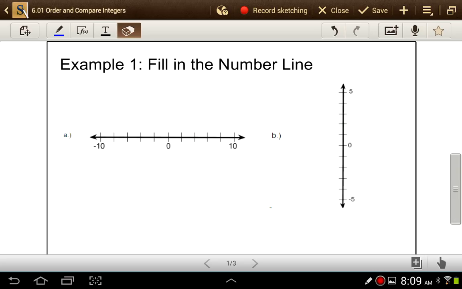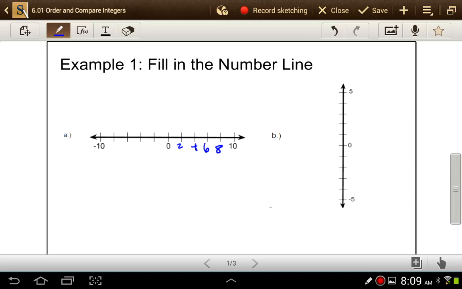Our example 1, we're going to fill in the number line. In this one, I have a number line drawn for you, and what you need to do is determine what each line represents. Not all the time does each tick mark represent 1. So in this example, I have 1, 2, 3, 4, 5 to get to 10. So that means if I count by 1, I won't get there. So I have to count by 2. So it's going to be 2, 4, 6, 8, and then 10.